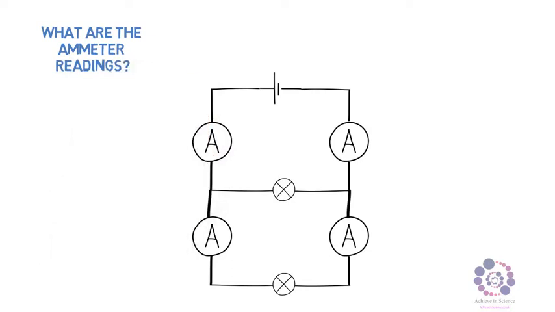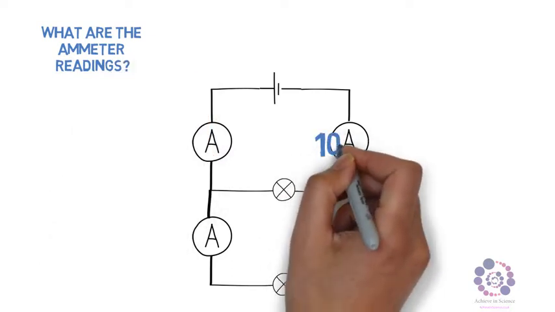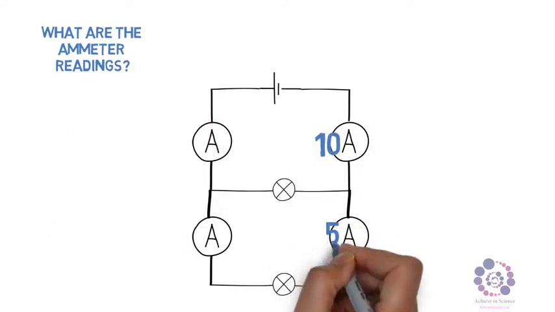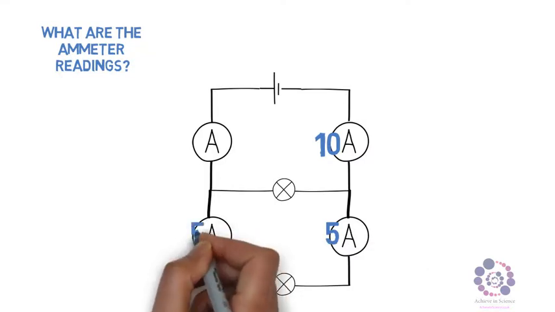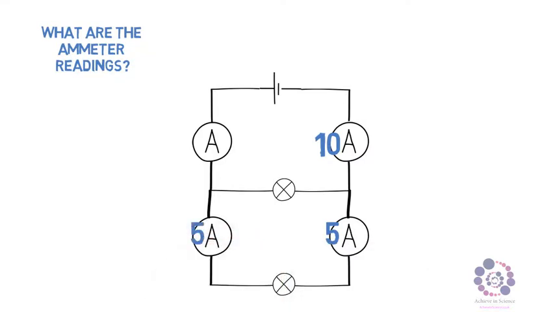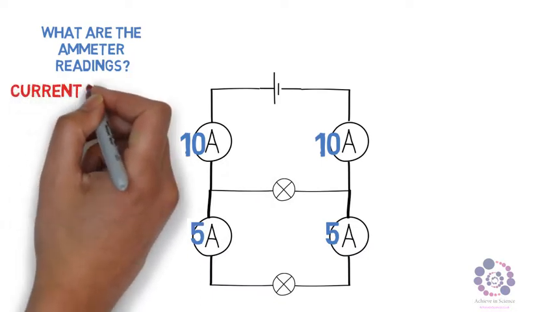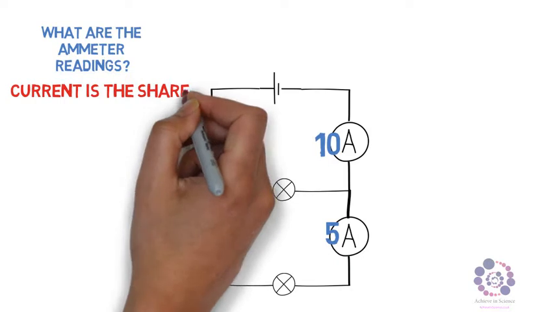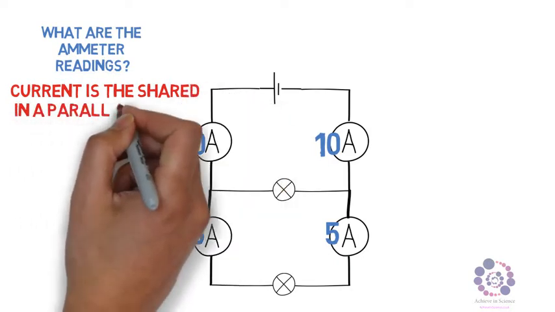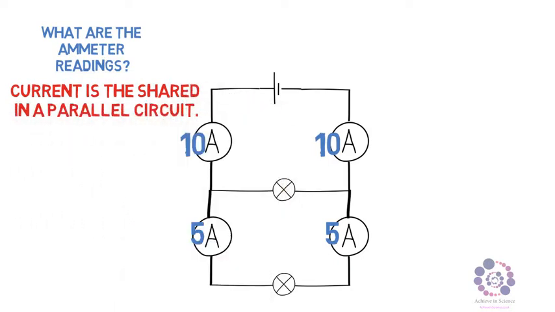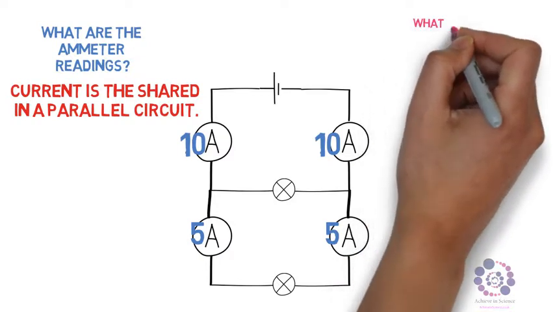So what are the ammeter readings going to do? They're going to tell you the current, the number of electrons that are passing past or through it. So here we have 10 amps on the first branch, going to 5 amps, going to 5 amps, and then going to 10 amps. Well, this essentially shows you that current is being shared in a parallel circuit. So there's 10 amps coming out, but they are going to split between the first bulb and the second bulb, both receiving 5 amps each.